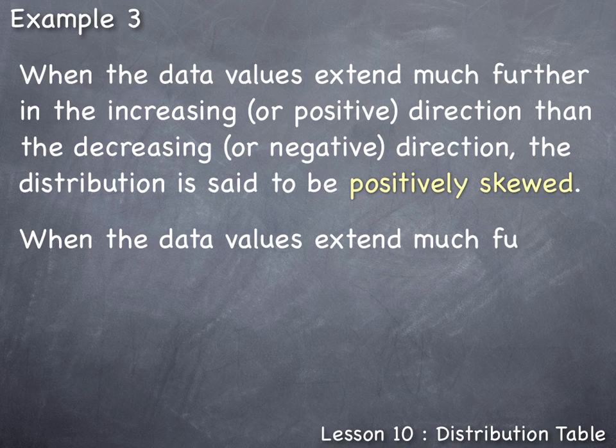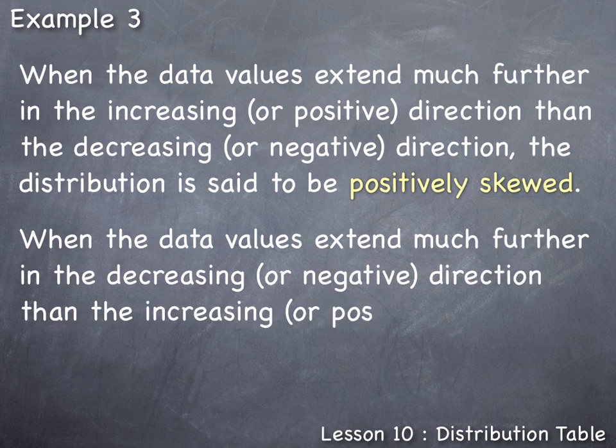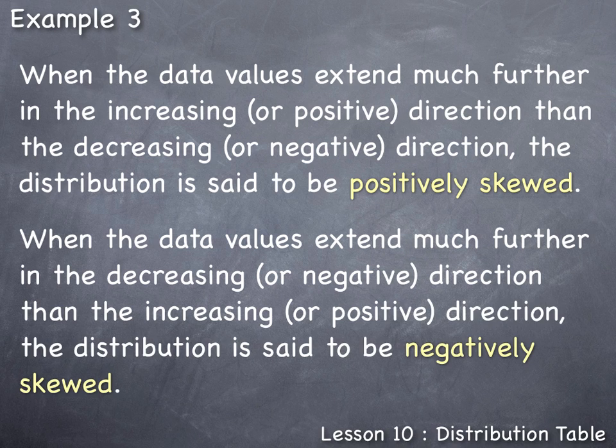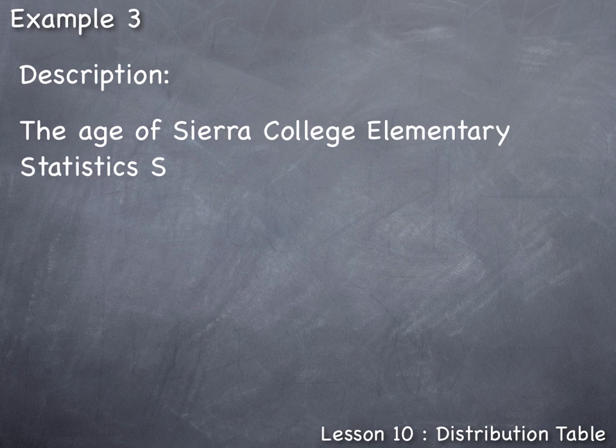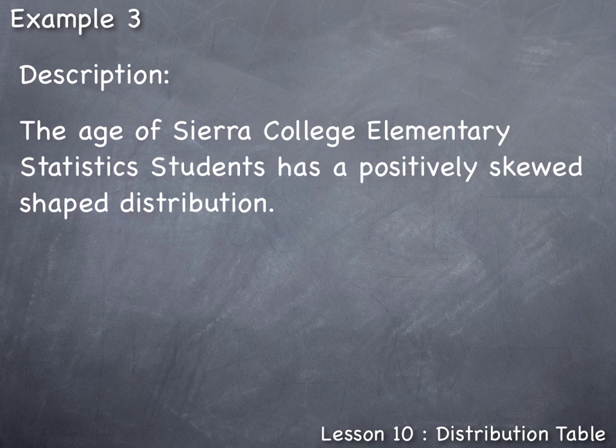On the other hand, when the data values extend much further in the decreasing or negative direction than the increasing or positive direction, the distribution is said to be negatively skewed. In this example, the age of Sierra College elementary statistics students extends much further in the older or increasing direction, thus making the age of elementary statistics students at Sierra College positively skewed. Thus, we can make a much clearer and concise description by saying, the age of Sierra College elementary statistics students has a positively skewed shape distribution.